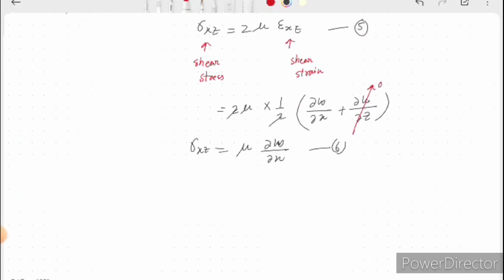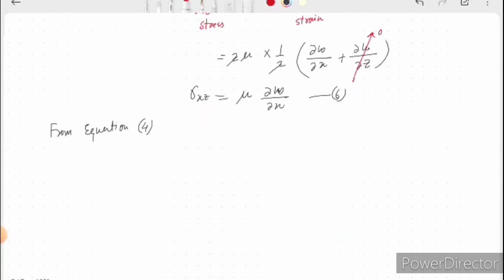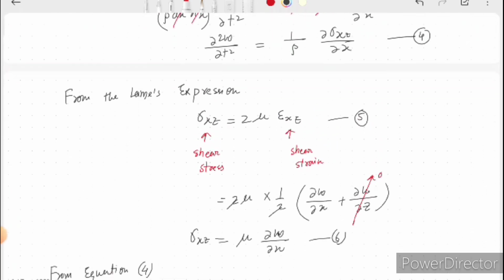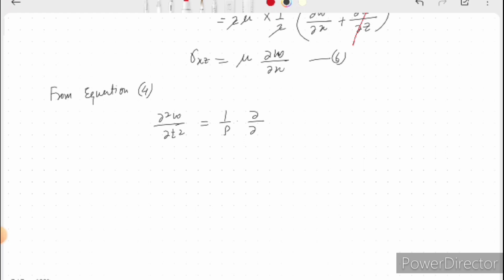Now from equation 4 we get the expression: del 2 omega upon del t square equals 1 by rho del by del x of mu del omega upon del x. So del 2 omega upon del t square equals mu by rho del 2 omega upon del x square.